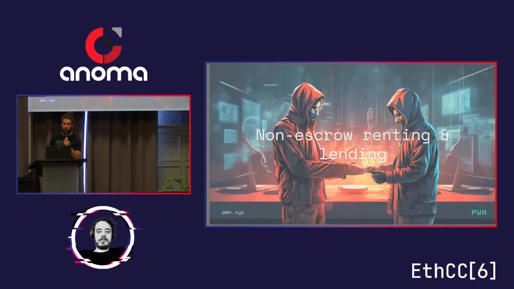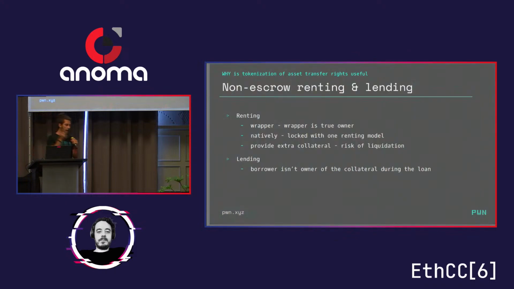Another use case is non-escrow renting and lending. These days, if you want to rent some asset, you have basically 3 options. You can wrap it. In this case, the wrapper is the owner. So if there is an airdrop or, let's say, NFT-gated access, you won't be able to actually access this utility.